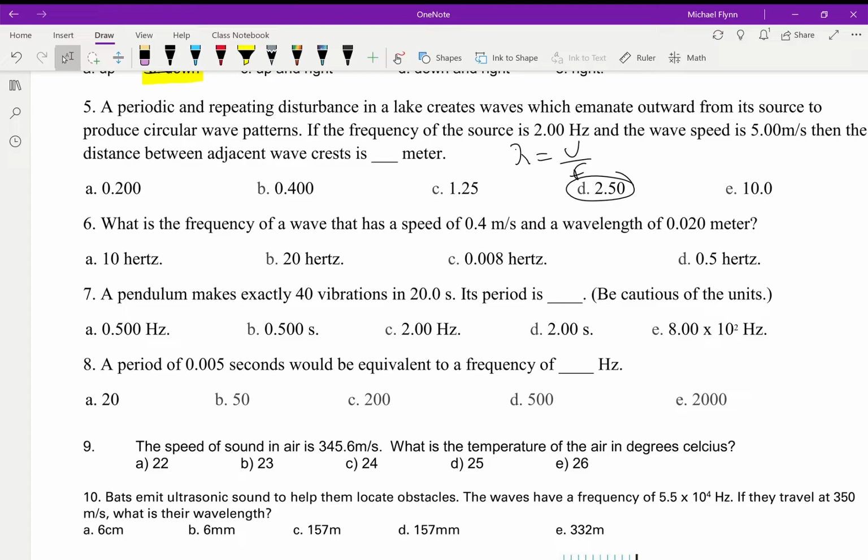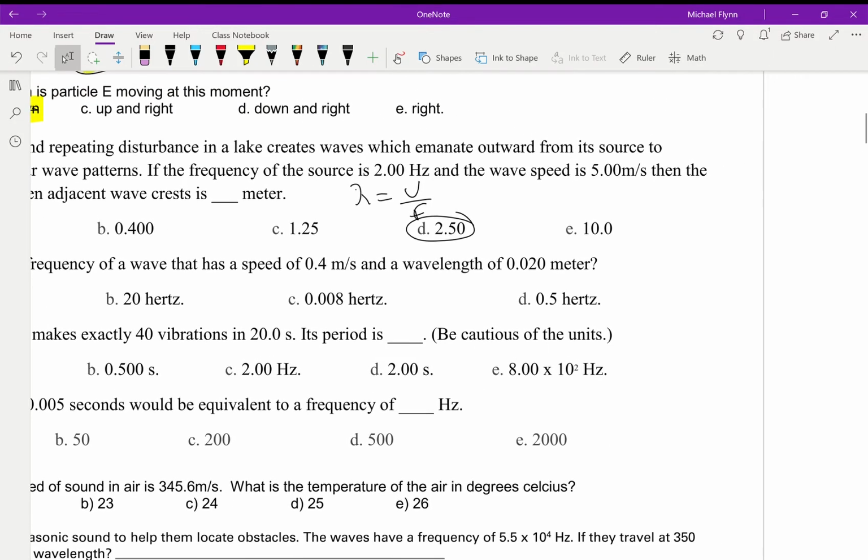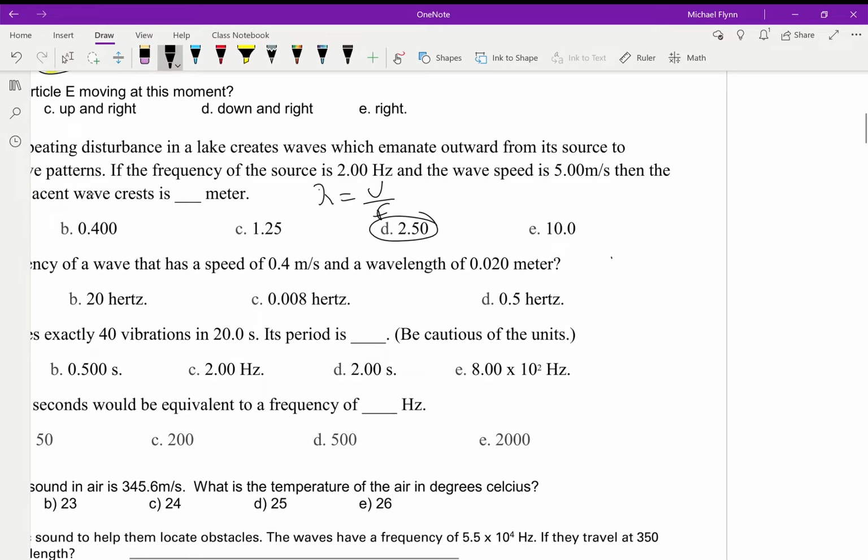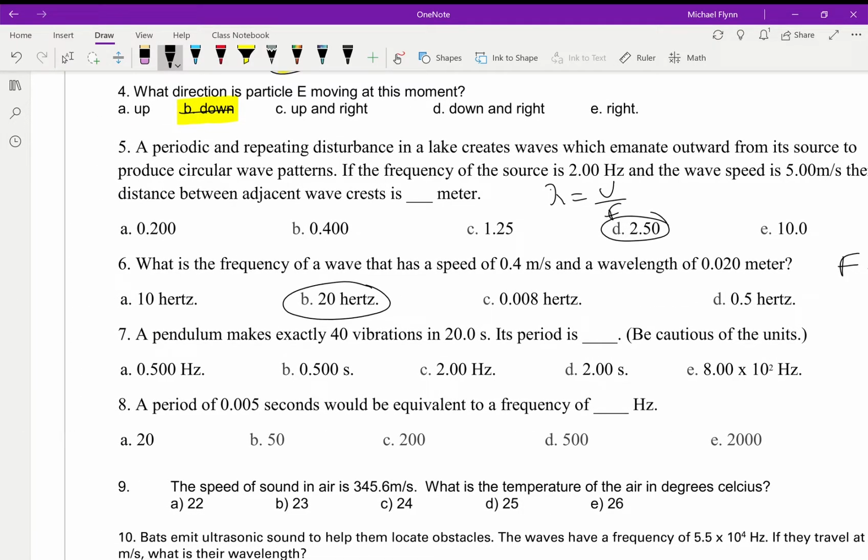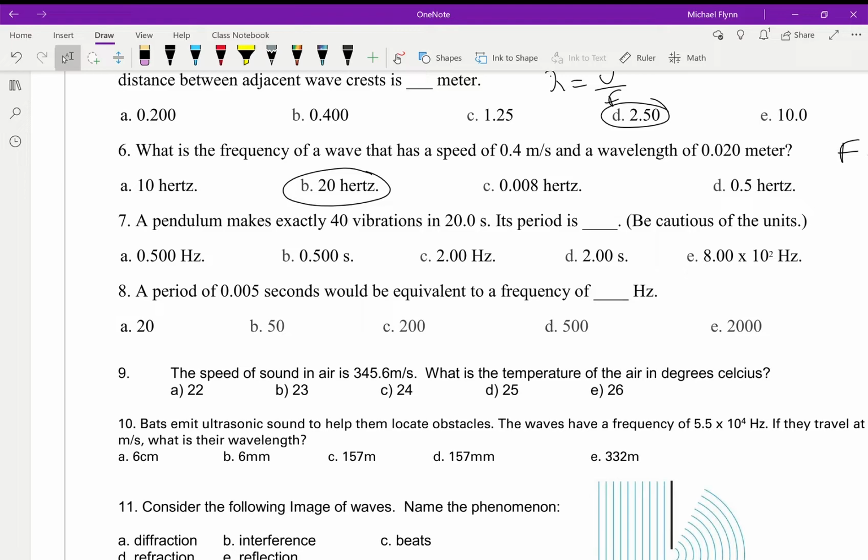What's the frequency of a wave that has a speed of 0.4 and a wavelength of 0.2? So here you're going to use the same equation, but rearranged: f equals v over lambda, okay? So that's equal to 0.4 divided by 0.02, and that is 20 Hertz. And so there's your answer there. I might as well just use this.